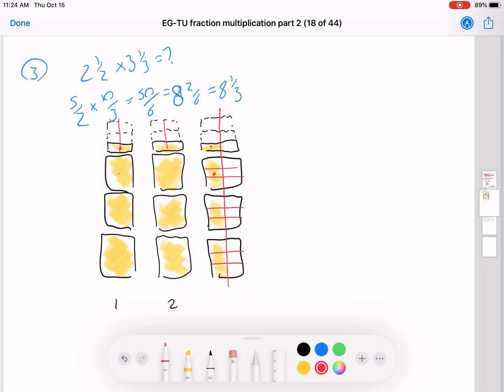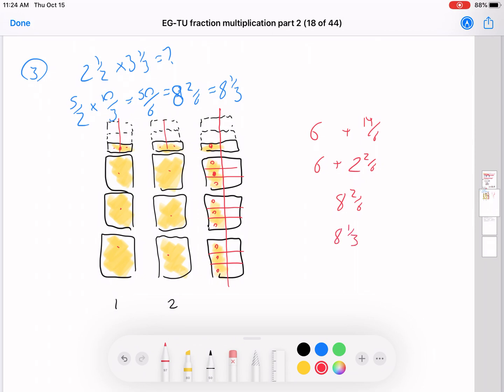And now we can see we have 1, 2, 3, 4, 5, 6 wholes, and then 1, 2, 3, 4, 5, 6, 7, 8, 9, 10, 11, 12, 13, 14 sixths. So that'd be 6 wholes and 14 sixths. But 14 sixths is the same thing as 2 and 2/6. So really we get 8 and 2/6, or 8 and 1/3.